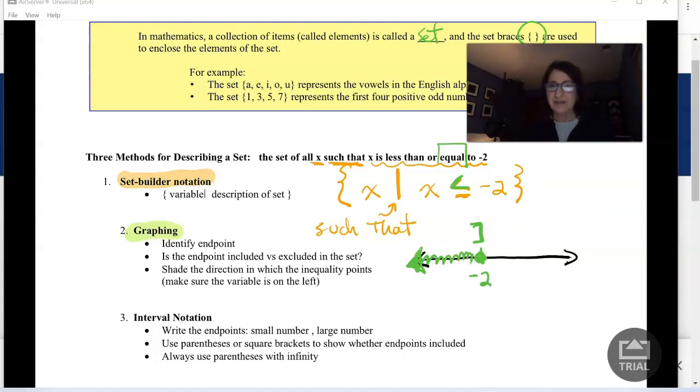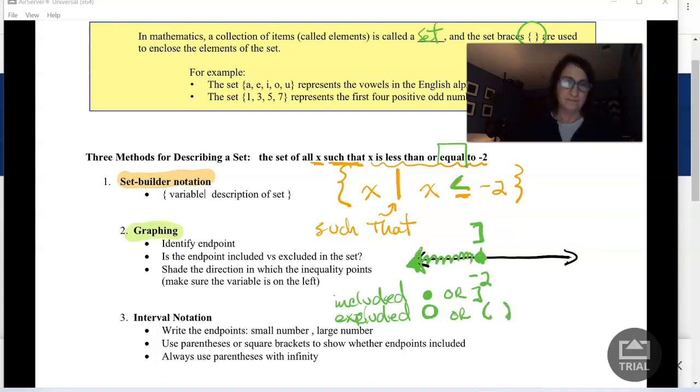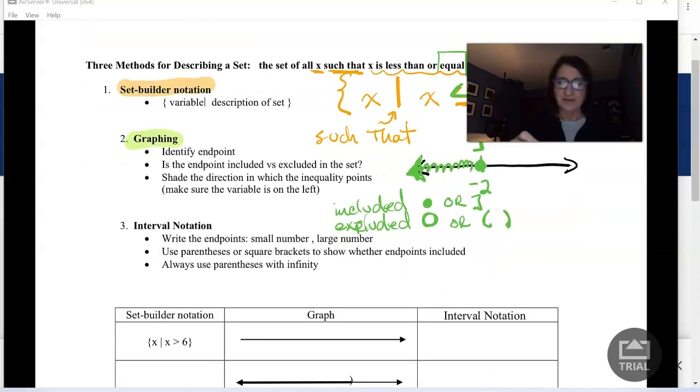The other option is if that number -2 was not included, okay? So I'm going to write down here, included. You could use solid circle, or square bracket, okay? If that point is excluded, then you would use open circle, or you could use parentheses. Okay? All right. Now let's move on and talk about interval notation.